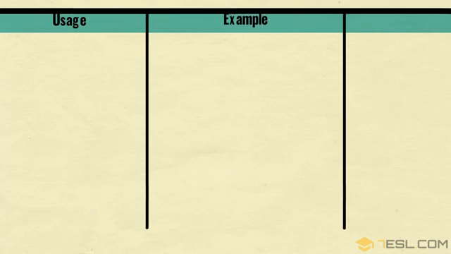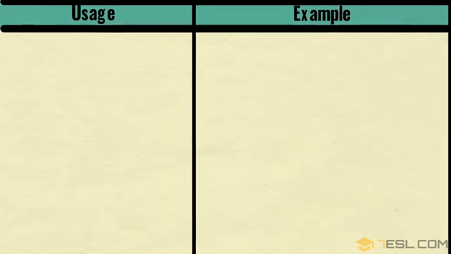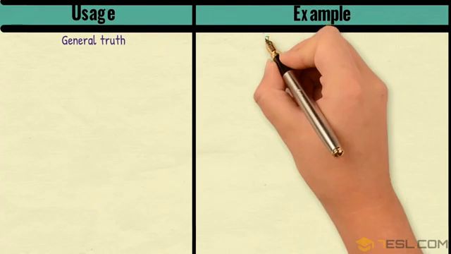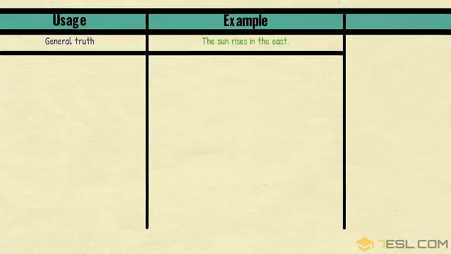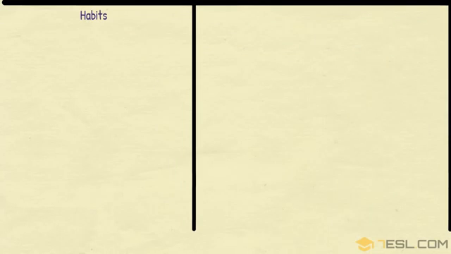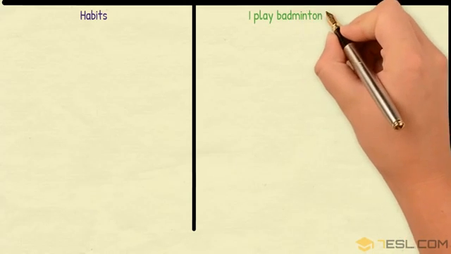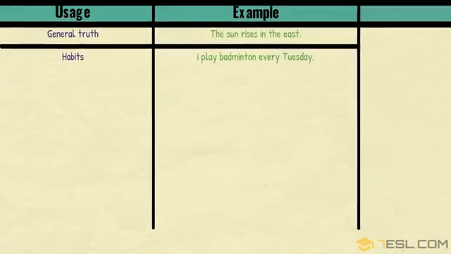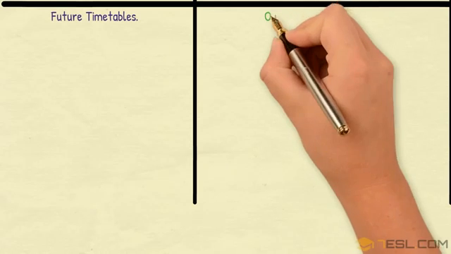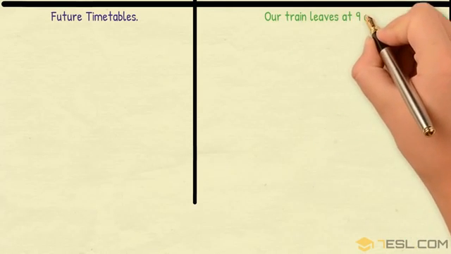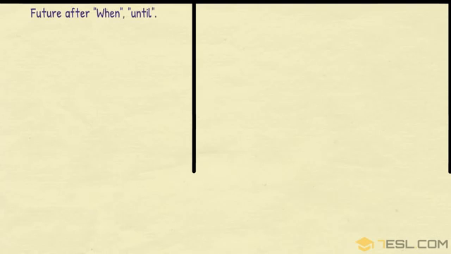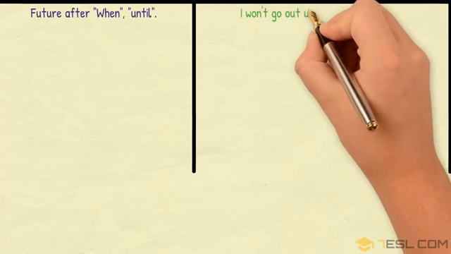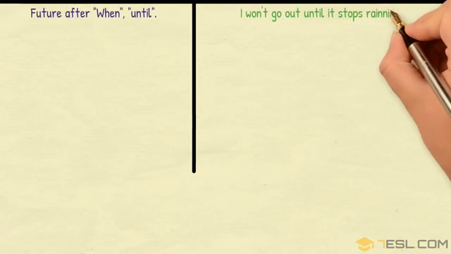Usage. Example. General truth: the sun rises in the east. Habits: I play badminton every Tuesday. Future timetables: our train leaves at 9 a.m. Future after when or until: I won't go out until it stops raining.